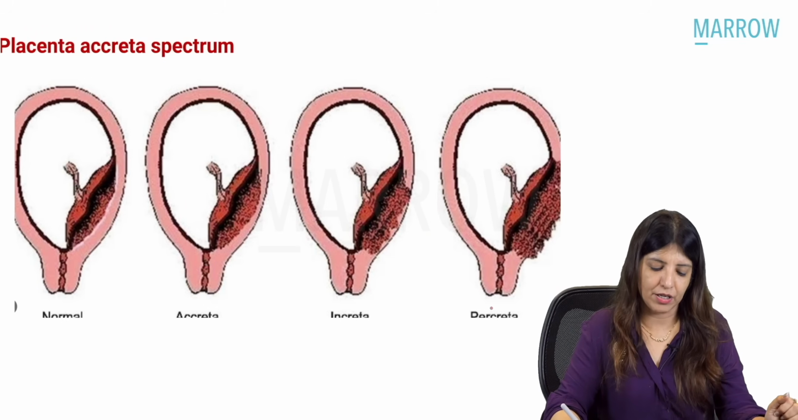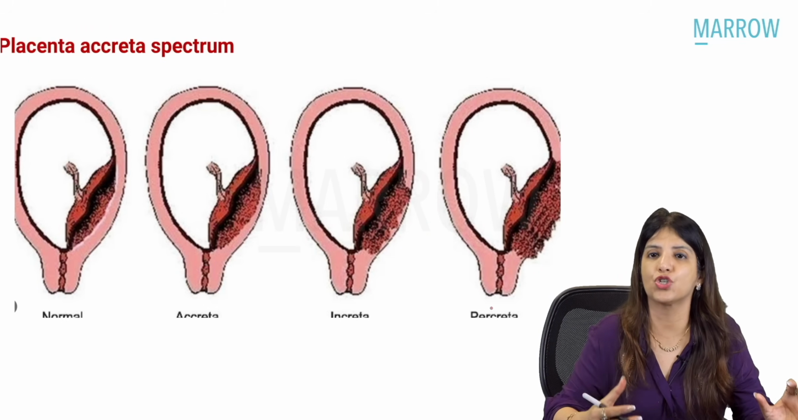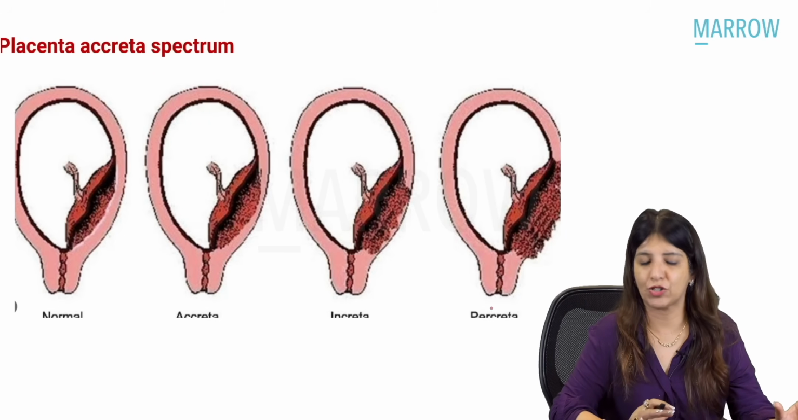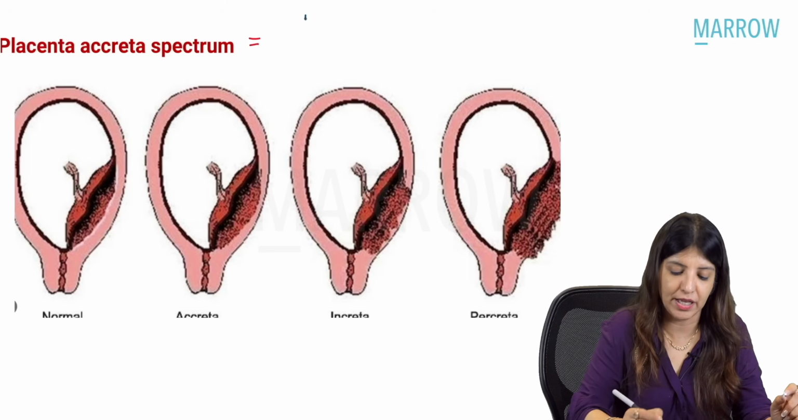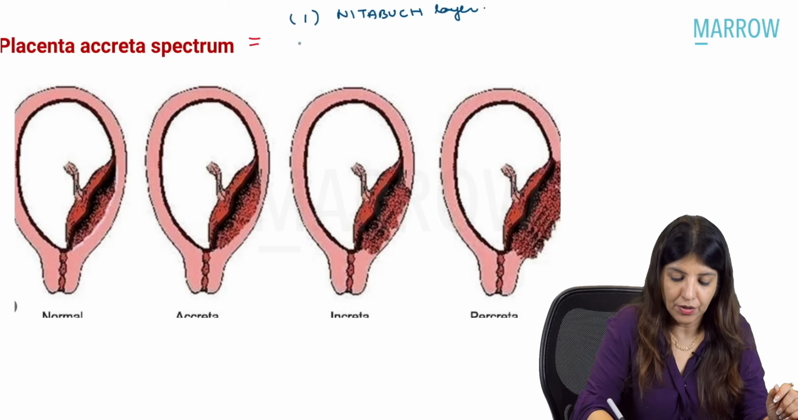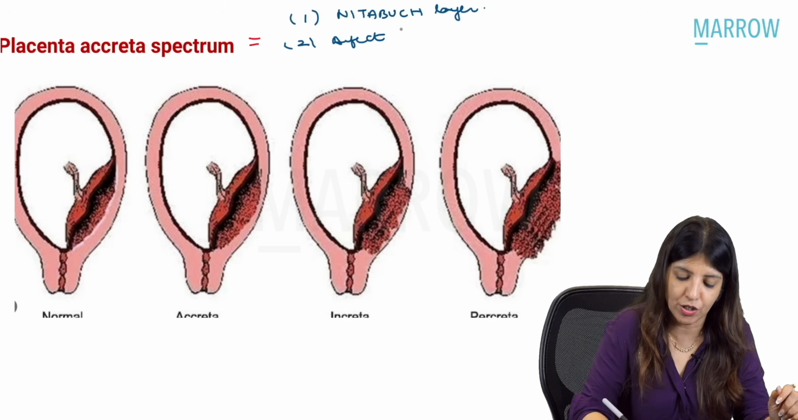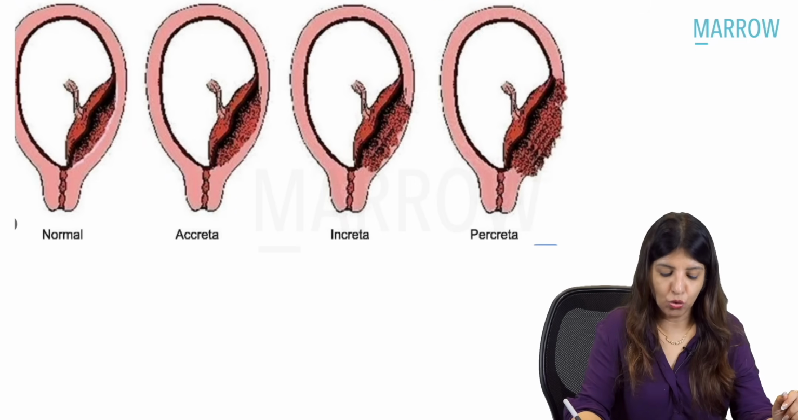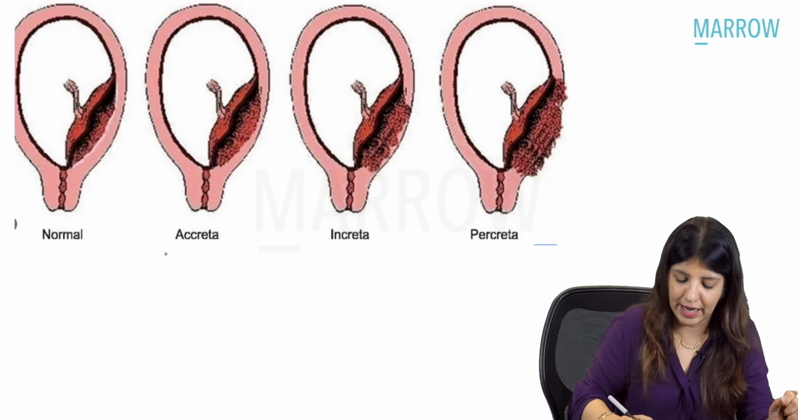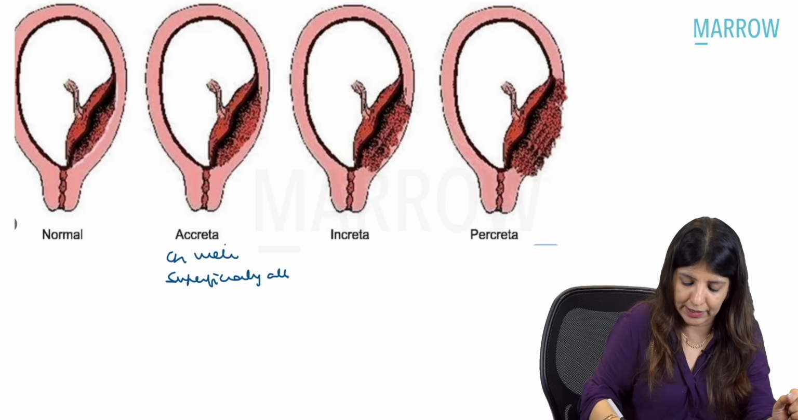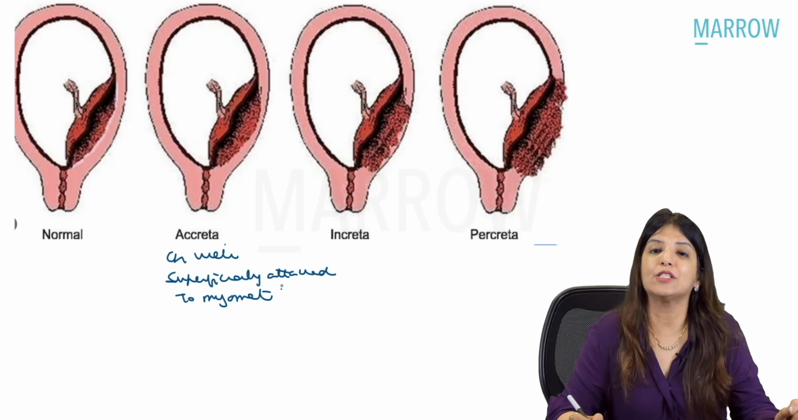Now, these images show you abnormal insertion of chorionic villi in the placenta, which leads to placenta accreta spectrum. In placenta accreta spectrum, number 1, Nitabuch's layer is absent. Right, and number 2, there is defective decidua basalis. Now, if you see that the chorionic villi are superficially attached to the myometrium, then that is what is called placenta accreta.